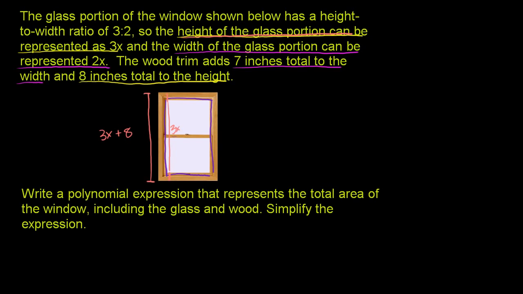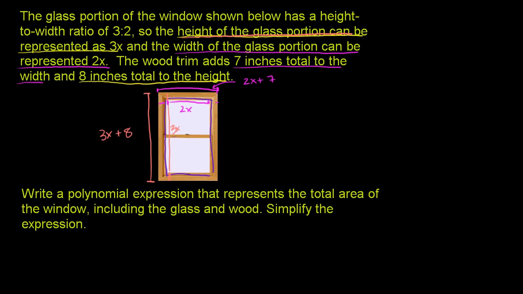And now let's think about the width. The width of the glass portion can be represented as 2x. So that distance right there, just the glass portion, is 2x. But then the wood trim adds 7 inches to the total width. So this total width right here, because we're adding that piece and that piece to it, is 2x plus 7. That is the total width of the window. The total height is 3x plus 8.